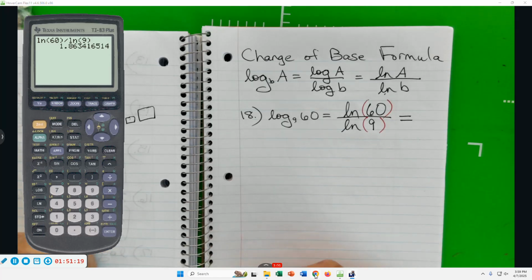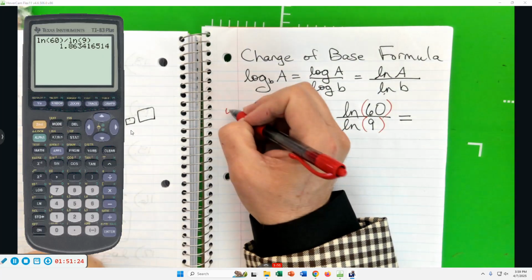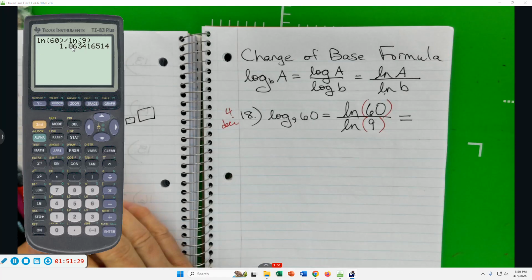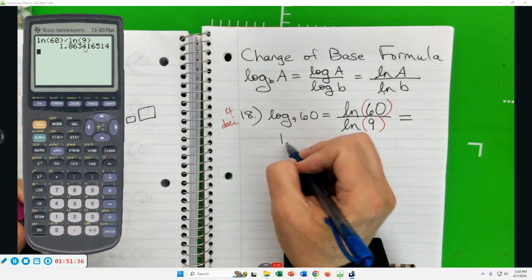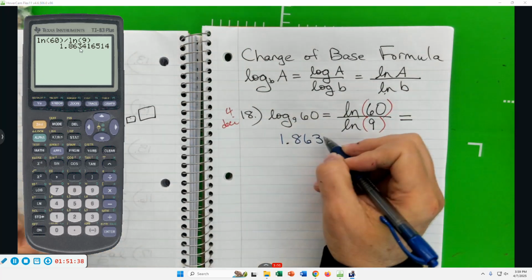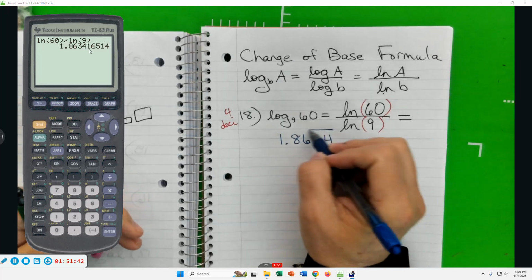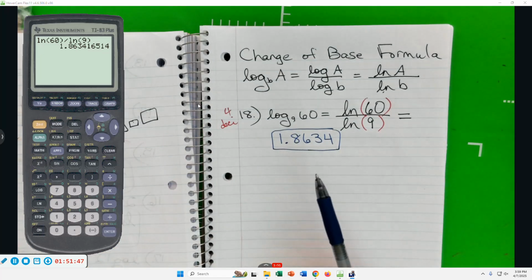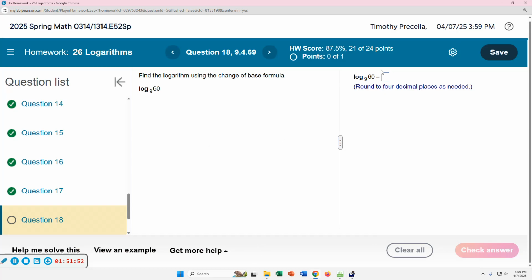How do they want it rounded? 4 decimal places. So what would that be? 1.863. What do y'all think I'm going to do, 34 or 35? 34. Did y'all hear that? What came after the 4? A 1. So you're not going to boost that 34 up to 35. It stays 1.8634.